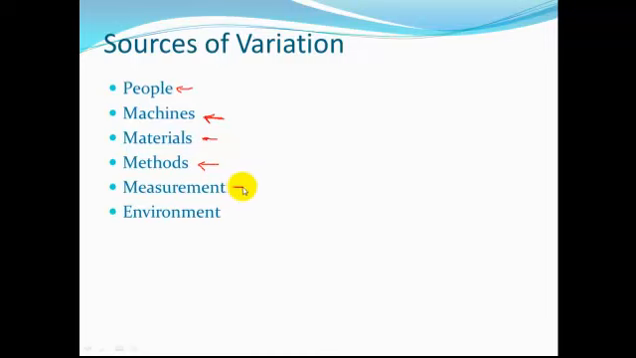The way we measure: sometimes our measurement techniques don't measure well. Like if you're trying to measure the diameter of a pen cap with a ruler, boy, you're going to get some variation just because you can't measure that accurately. And then lastly, the environment. And I'll tell you a little story about the environment.